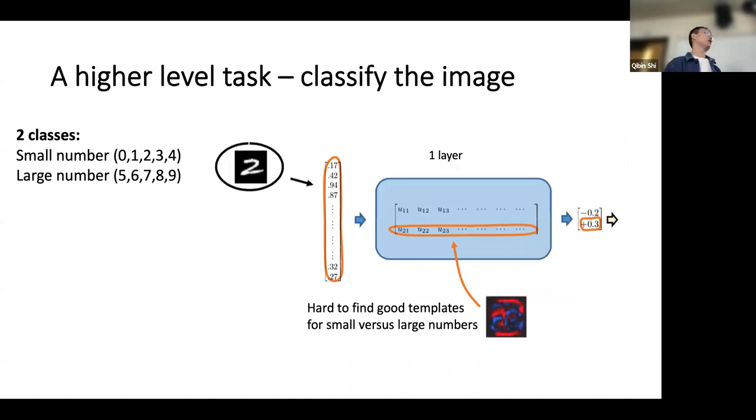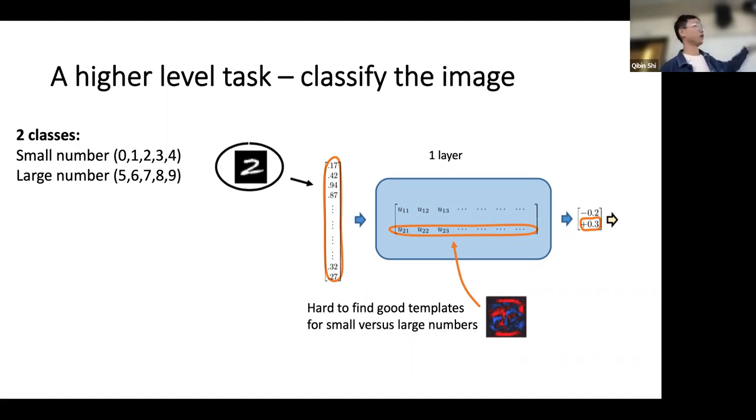But there's a big problem: what if we don't have enough templates? Without enough templates, we cannot very accurately predict whether this is an earthquake from this location. We cannot do that. But we can do a higher level task. For example, we can identify this as a strike slip event, or we can classify this earthquake as a megathrust event. So we make this higher level.